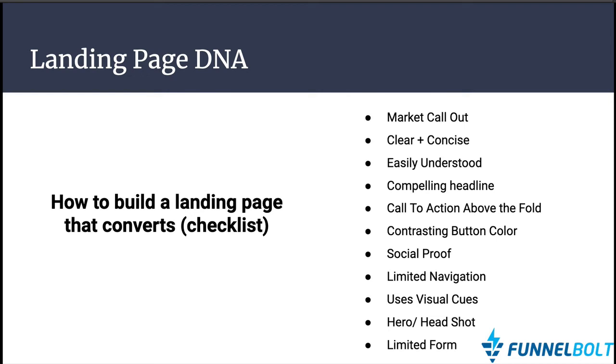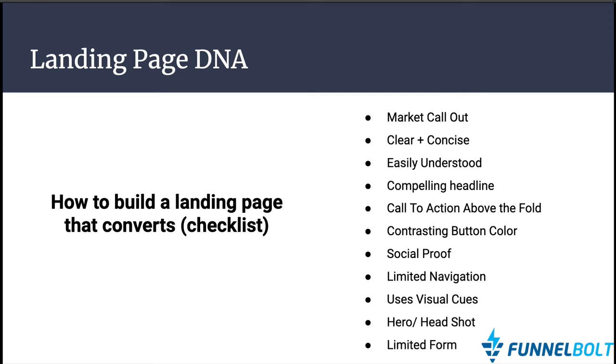You want to have contrasting button color, again, just for attention. Social proof always helps in building trust. You want to have limited navigation. Most of the businesses that we work for that are not seeing the opt-in rates that they hope to have are sending people directly from an ad to like their home page. And at the home page, you have a lot of different options, and you have a lot of different exit points. So if you can build a landing page that keeps them focused on the specific offer, your opt-in rates are going to be much better.